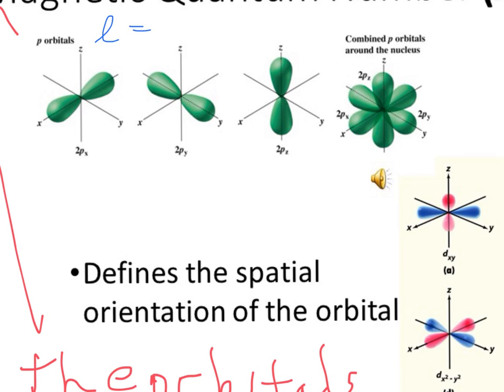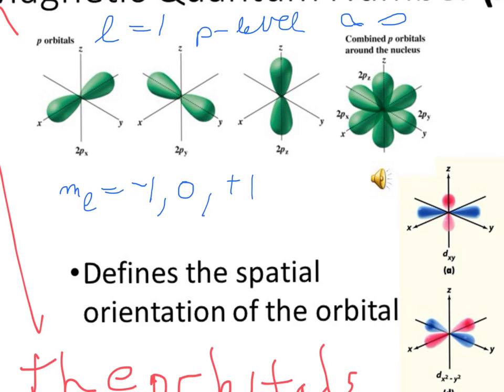L, when L equals 1, that means we're in the P sublevel. And when we're in the P sublevel, our orbitals have that double ice cream cone shape that we talk about. Ice cream! Now, if L equals 1, then m sub l is going to have values of negative L to positive L. So it will have values of negative 1, 0, and positive 1.